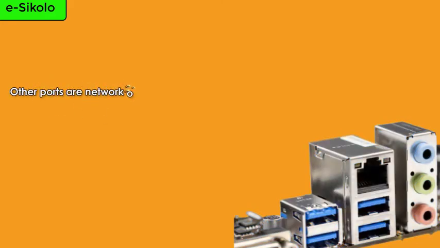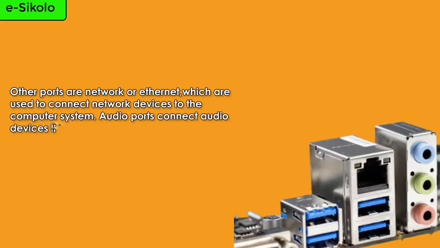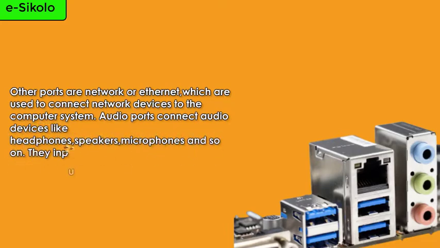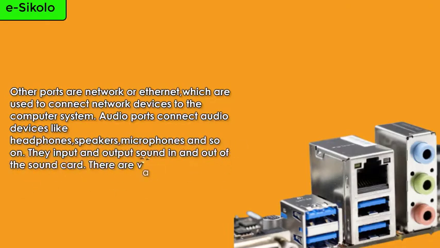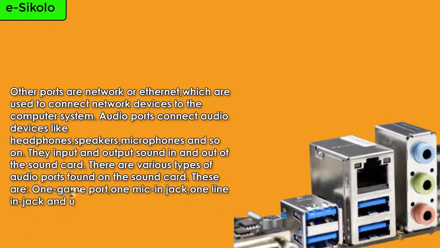Other ports are network or Ethernet, which are used to connect network devices to the computer system. Audio ports connect audio devices like headphones, speakers, microphones, and so on. They input and output sound in and out of the sound card. There are various types of audio ports found on the sound card. These are one game port, one mic in jack, one line in jack, and up to 2 line out jacks.